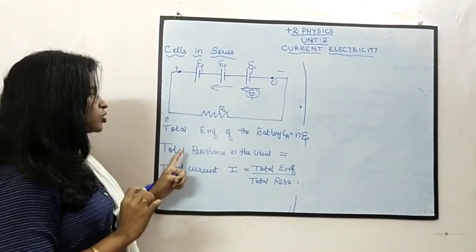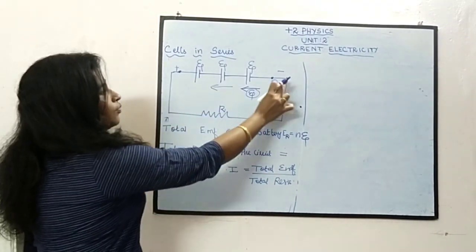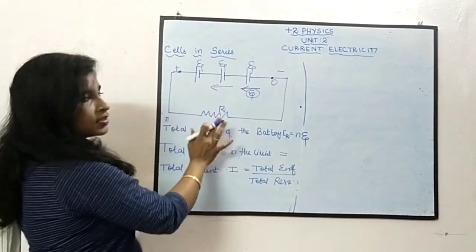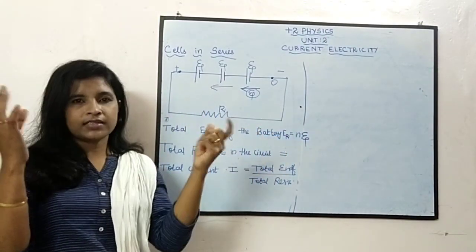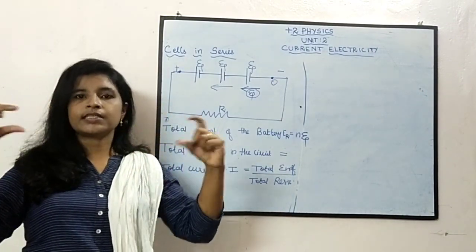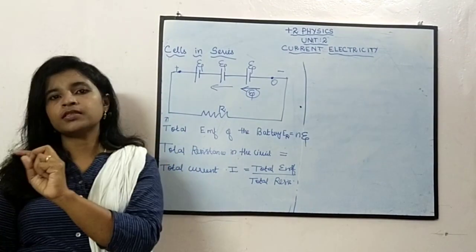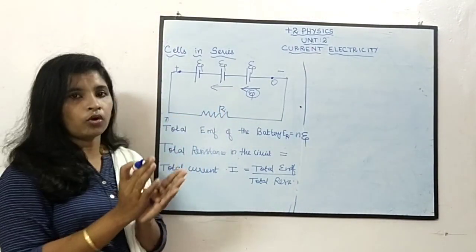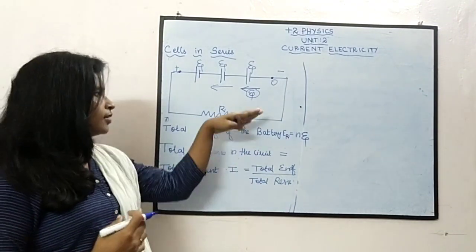The next thing is the total resistance in the circuit. Here we are connecting a resistance across these cells. We have taken 3 cells and connected them in series. Just imagine, take the battery cells, like the ones in a remote, and connect them in series using a copper wire. Then you connect it with the resistance. Resistance is nothing but a load. It may be a bulb, it may be a fan, whatever it may be. This is the resistance.